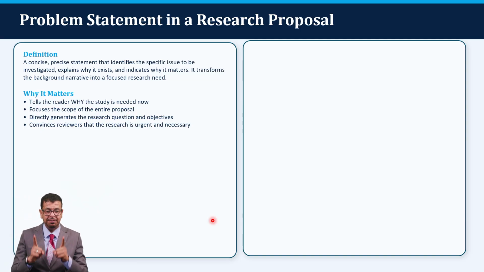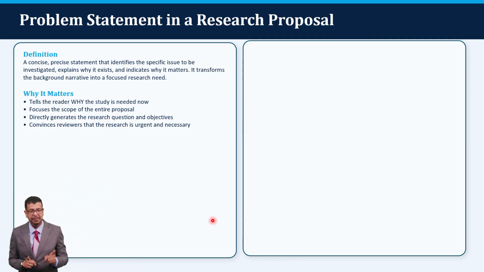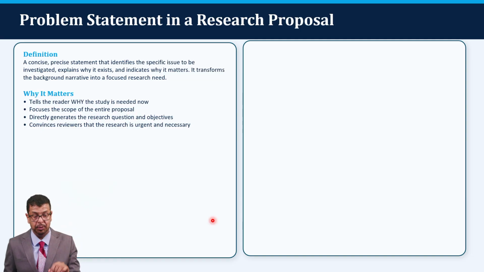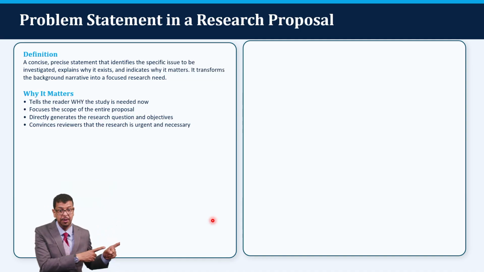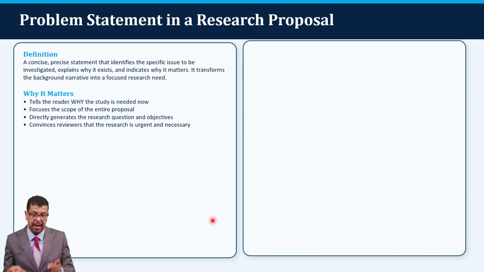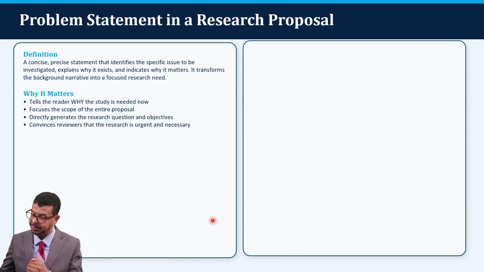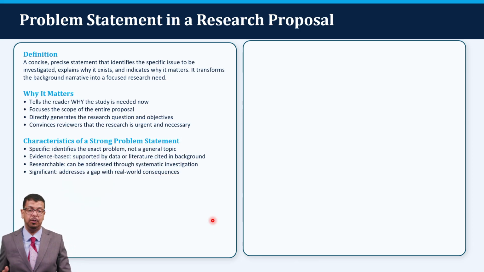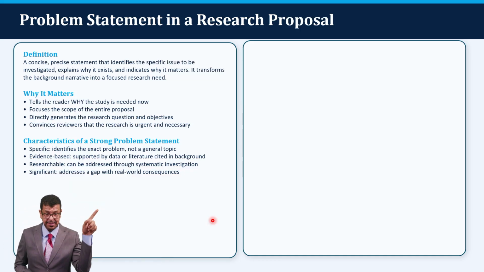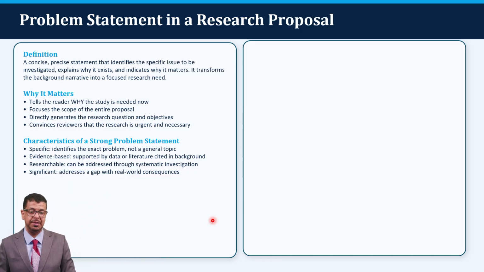The function of a very good problem statement is to convince the reviewer and the assessor that this research is urgent and should be done in order to solve a problem, fill a gap, or come up with something that should be helpful in implication or in practice. Let us see and analyze the characteristics of a strong problem statement.